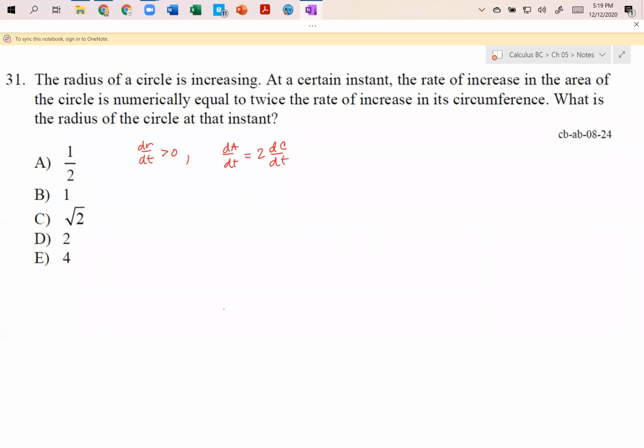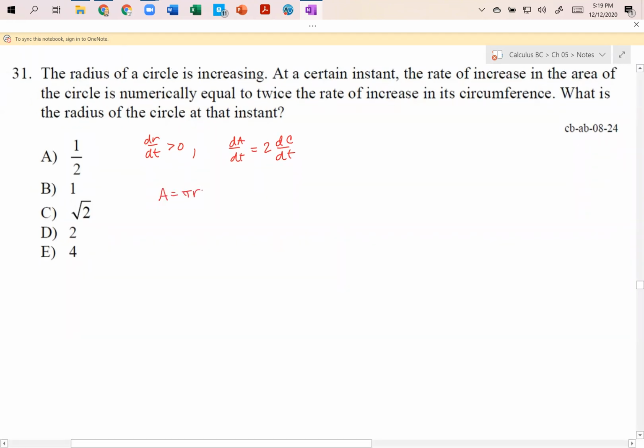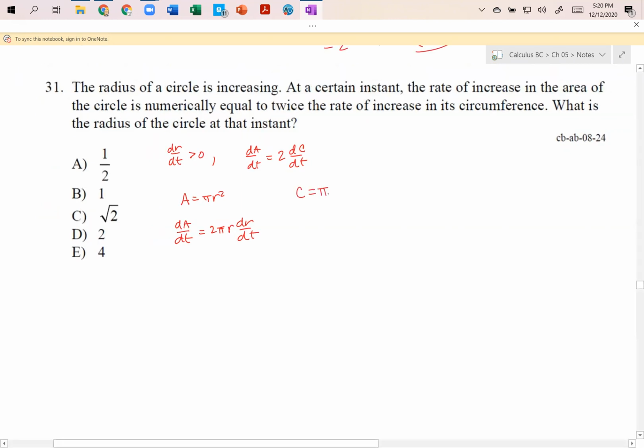Let's write down some equations. How about that area is pi r squared? And therefore the derivative with respect to time is dA/dt is equal to 2 pi r dr/dt. Okay, so how are we going to use dC/dt in this? Well, let's write down a formula that has C in it. That circumference is 2 pi r, and therefore dC/dt is equal to 2 pi dr/dt.